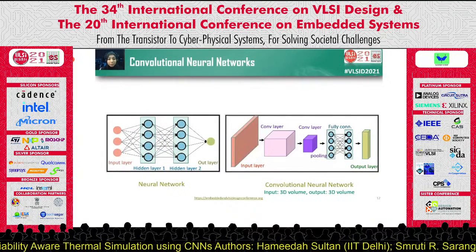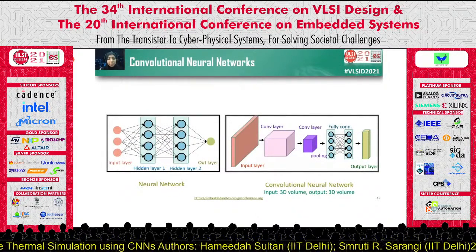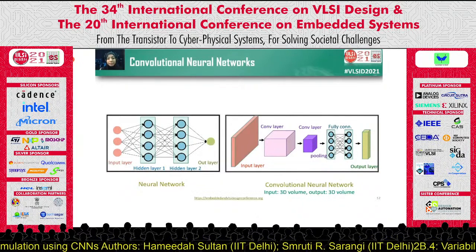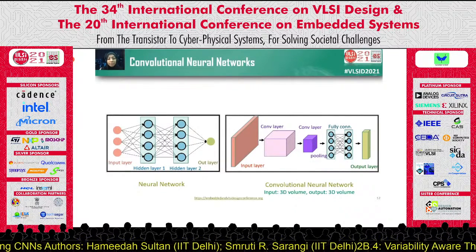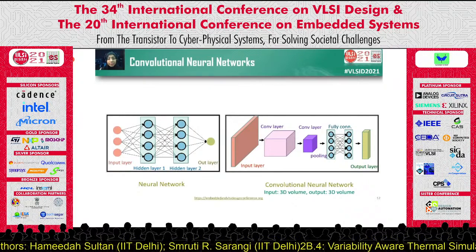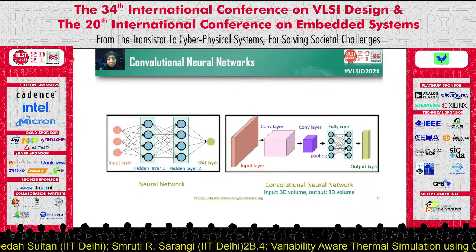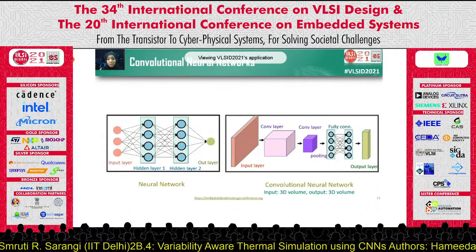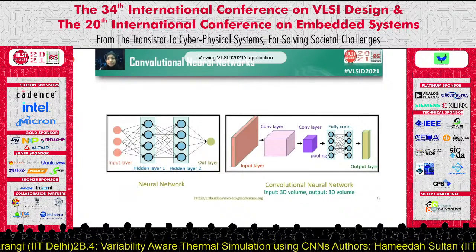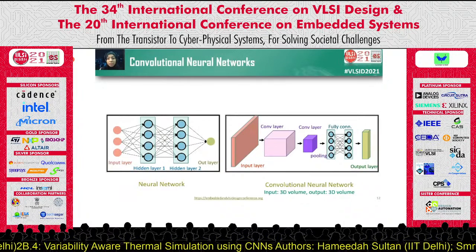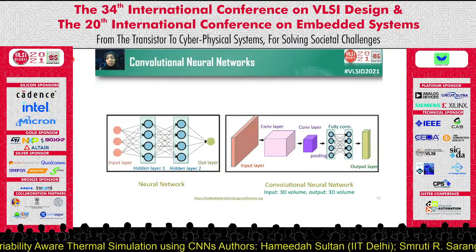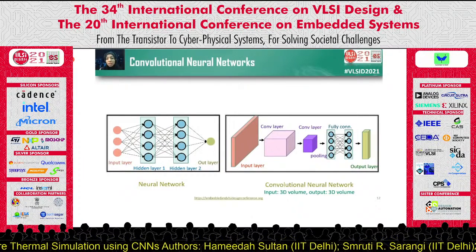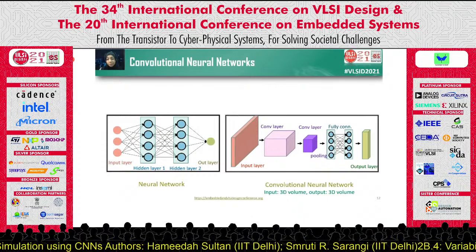On the left, we have a neural network which has an input layer followed by several hidden layers and the output layer. Every neuron in the hidden layer is connected to every other neuron in the adjoining layers, so the number of interconnections in the neural network is large. On the right, we have a CNN in which we have an input layer followed by multiple convolutional layers, followed by a max pooling layer, followed by a fully connected layer, after which we get the output.